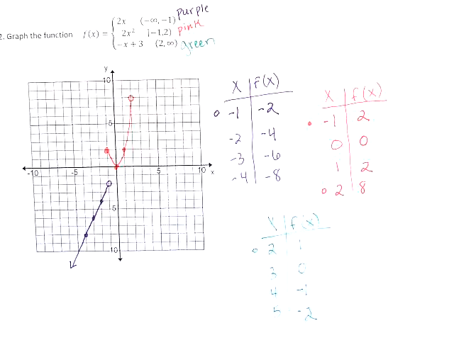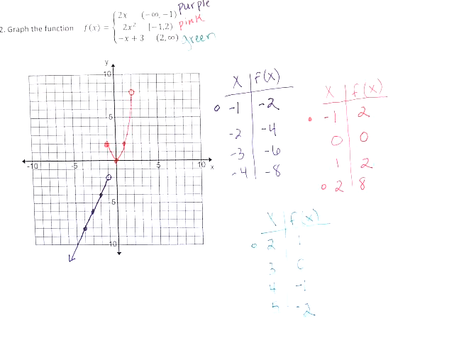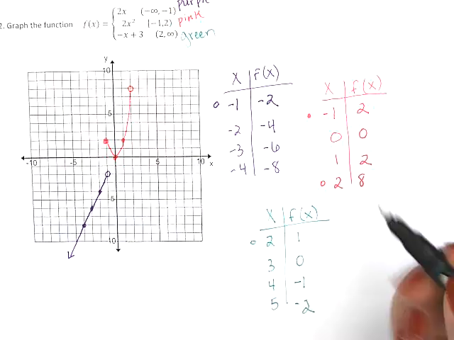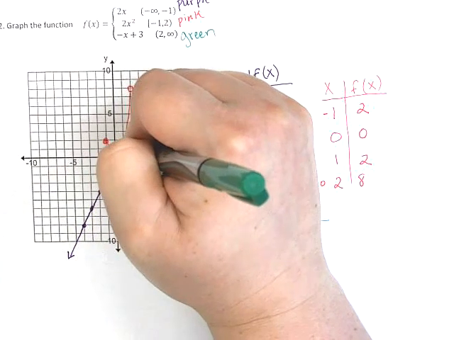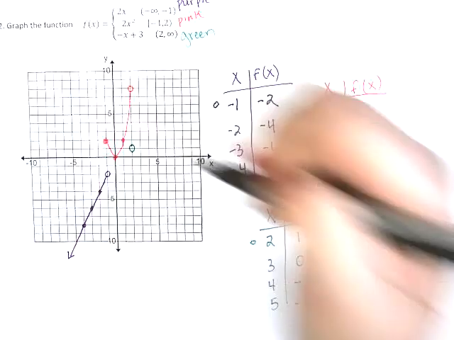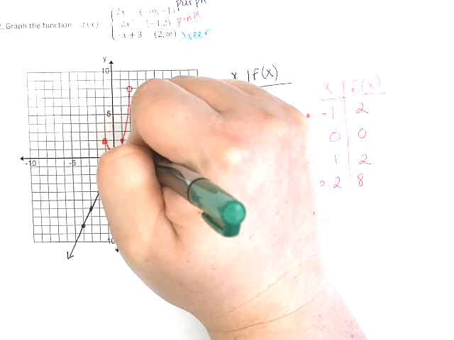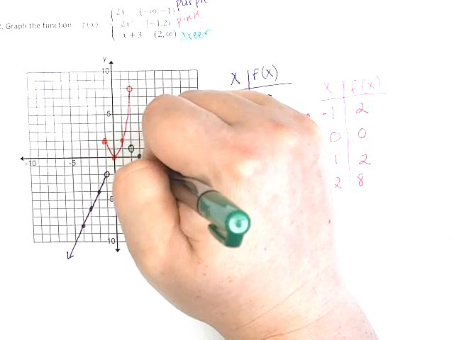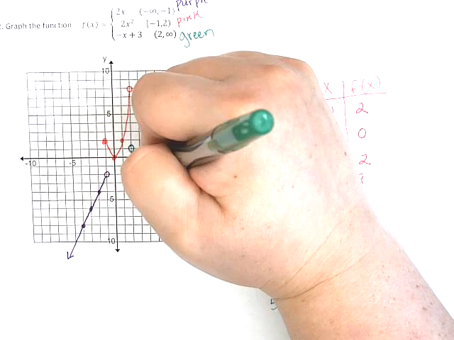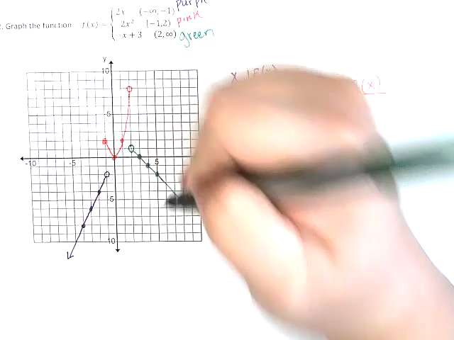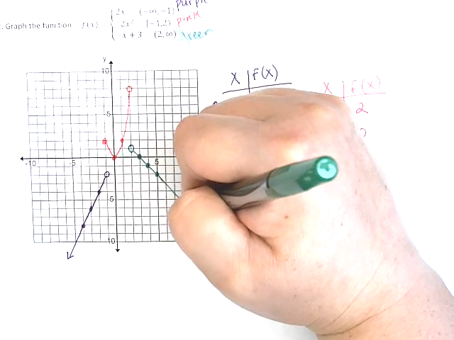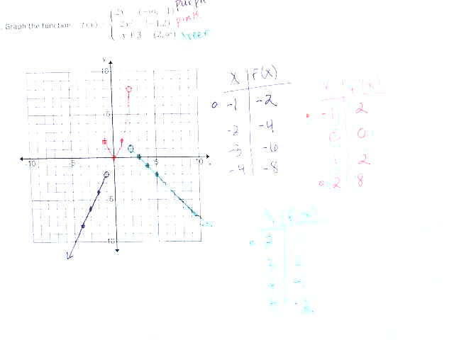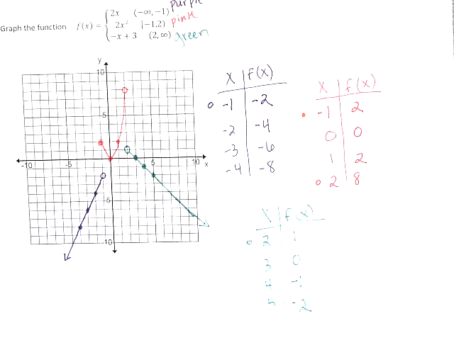And then for our last one, we've got 2, 1, and that's going to be an open circle as well. So 2, 1 is an open circle. 3, 0, 4, negative 1, 5, negative 2. And this one does keep going. Oops. It would be nice if you had a straight edge, Miss J. There we go. And that's what our graph looks like there.